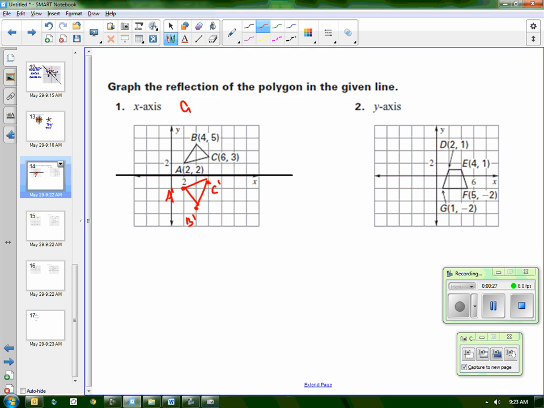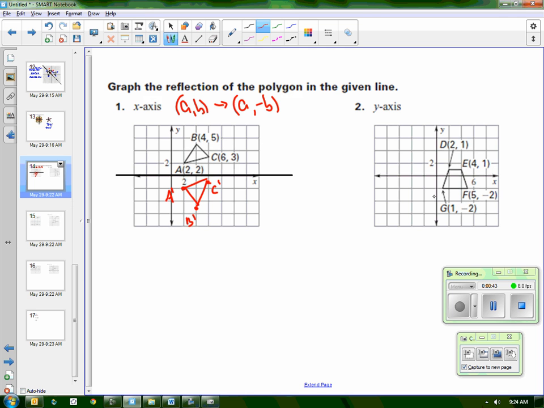The rule is, if you're reflecting in the x-axis, you don't change the A value, but you flip the B value to be the opposite. So if this was positive 5, it ends up being negative 5. However you want to remember doing this, you can either sketch it or you can actually remember the rule.